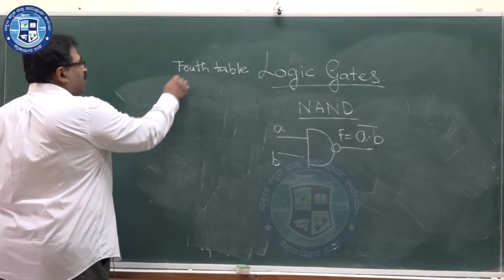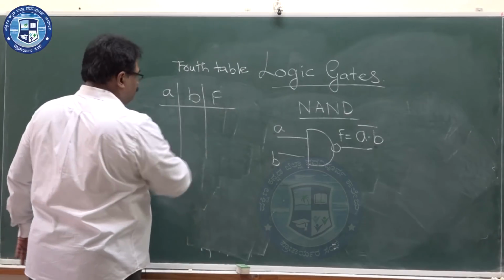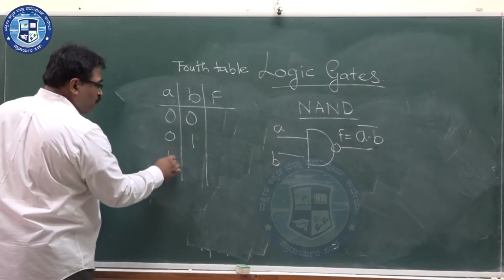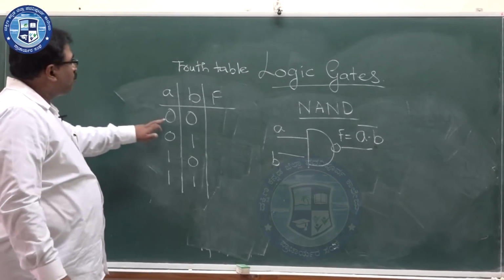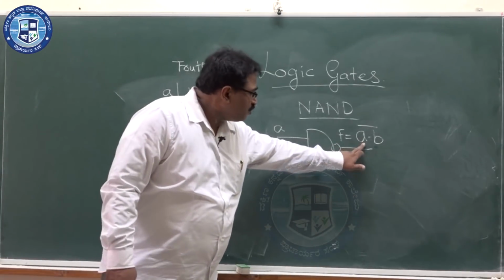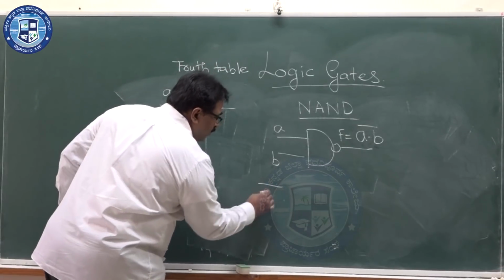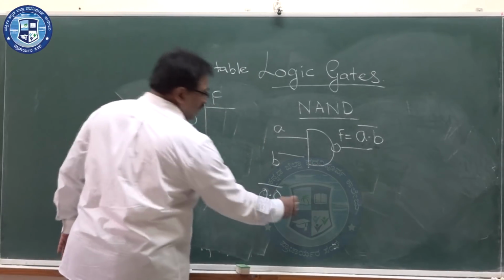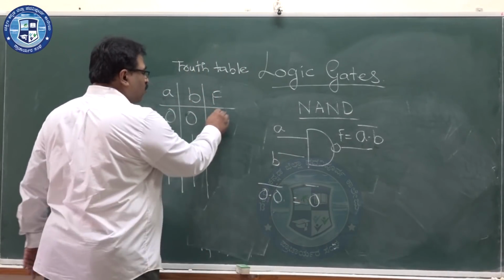Now we'll obtain the truth table: A, B and the output. 0, 0, 0, 1, 1, 0, 1, 1. So if I give the input as 0 and 0, what will happen? 0 dot 0. I'll show it here. It is 0 dot 0. What is 0 dot 0? That is nothing but 0. So the complement of 0 becomes 1.